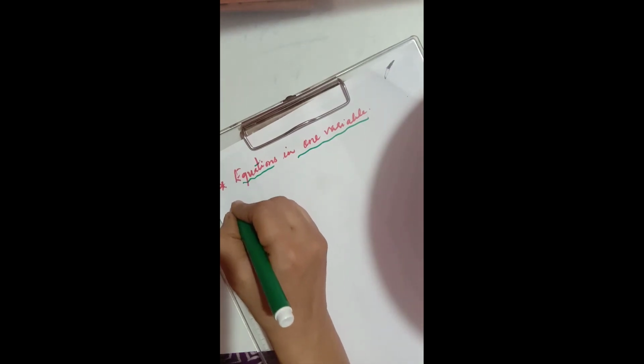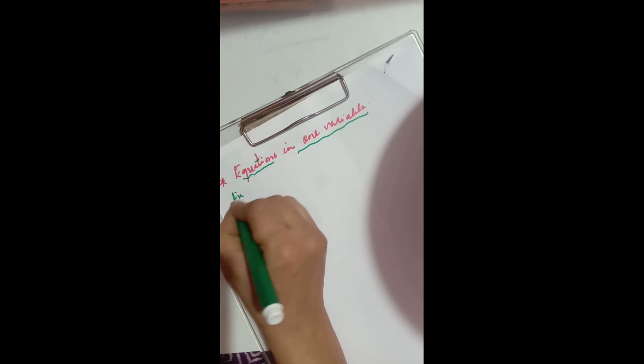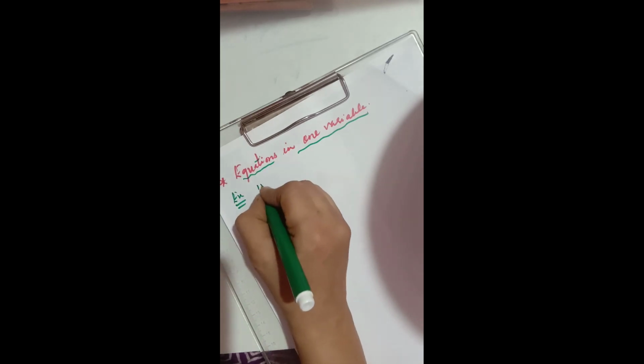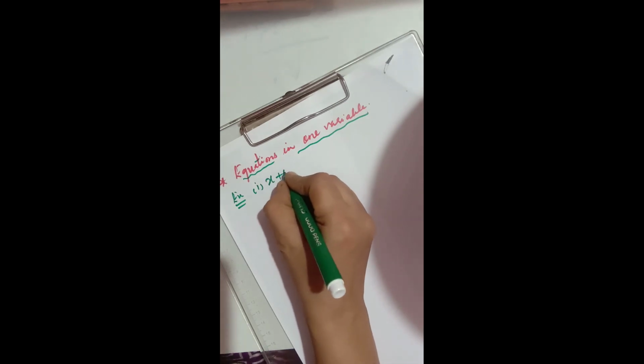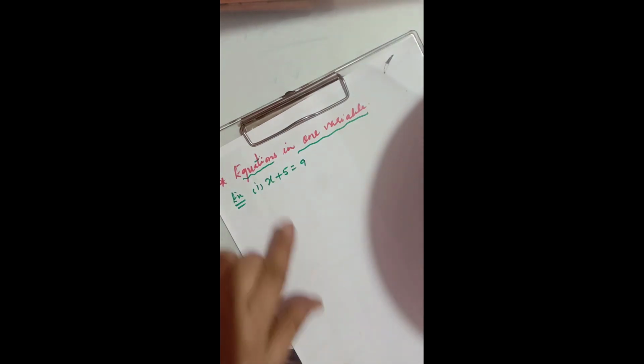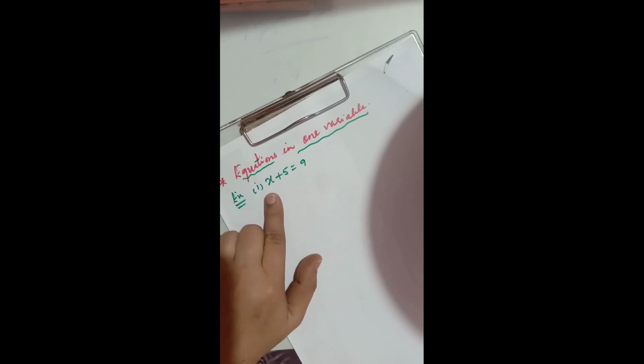Now let us understand equations in one variable with the help of an example. The first example let us write down is x plus 5 is equal to 9. Now here you can see there is only one variable x, so this type of equation is called an equation in one variable.